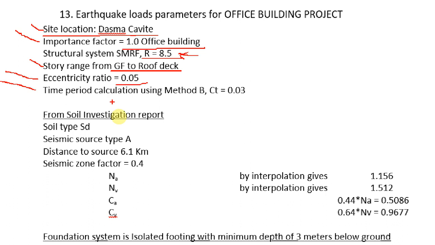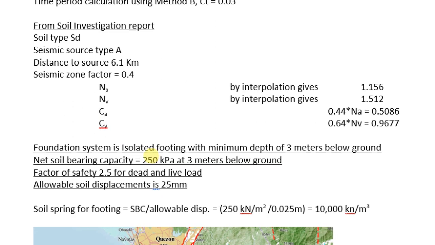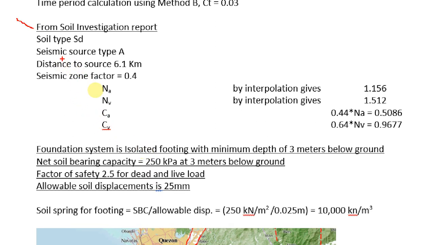Suppose we have a soil investigation report, for example. So sa soil investigation report, bibigay sa'yo ng geotechnical engineer yung soil type. So for now, we will use type SD. For example, that is from the report. Then seismic source type A. Then distance to source, bibigay ito sa'yo ng geotechnical engineer. Then seismic zone factor is 0.4. This is for zone 4.